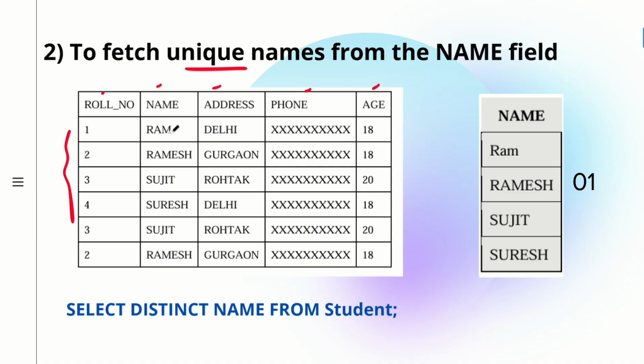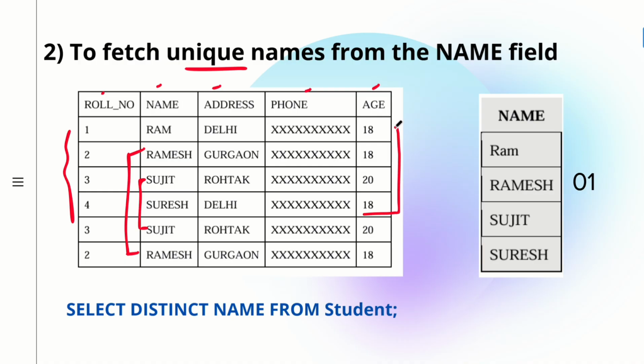So the question here is you are supposed to give the unique names. You can see we have student names like Ram, Ramesh, Sujit, Suresh, Sujit, Ramesh. So there is duplication. We have Ramesh two times, and we have Sujit two times. Now we should have a result where these duplications are not there. So we just want Ram, Ramesh, Sujit, and Suresh.